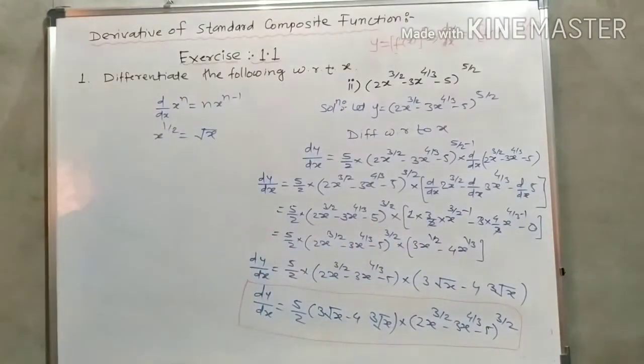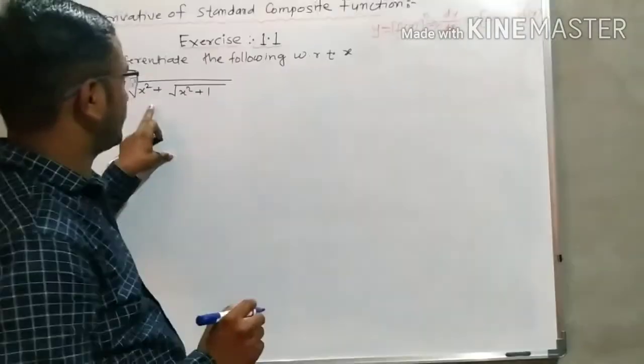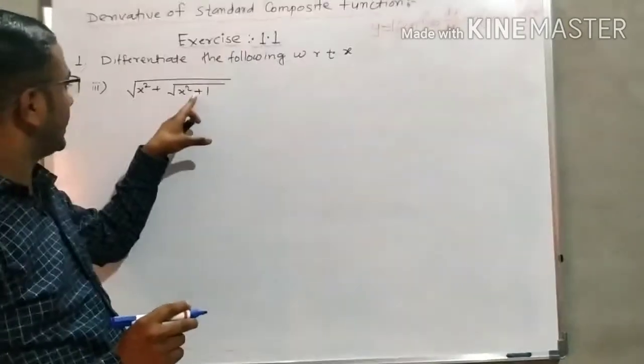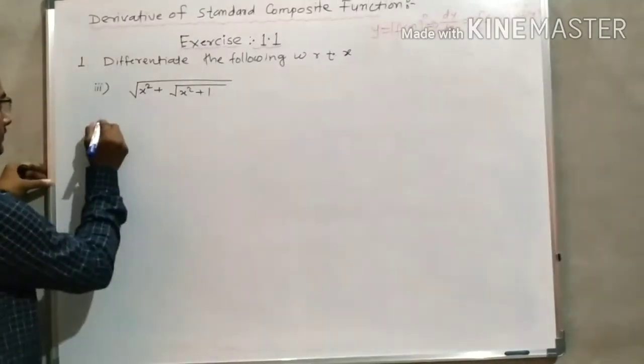So that is a final answer. We will discuss the square root of x square plus the square root of x square plus 1. So, solution.